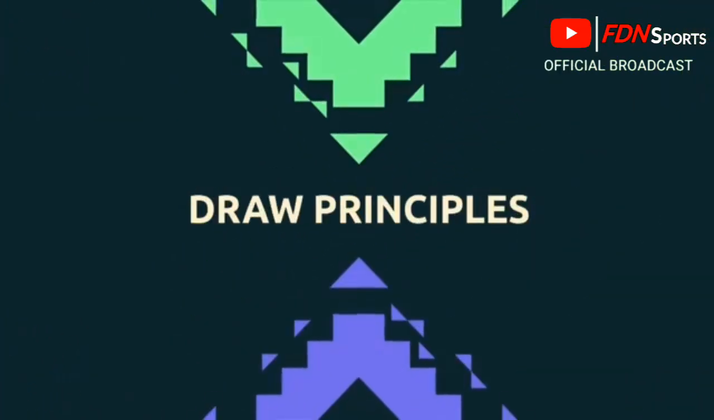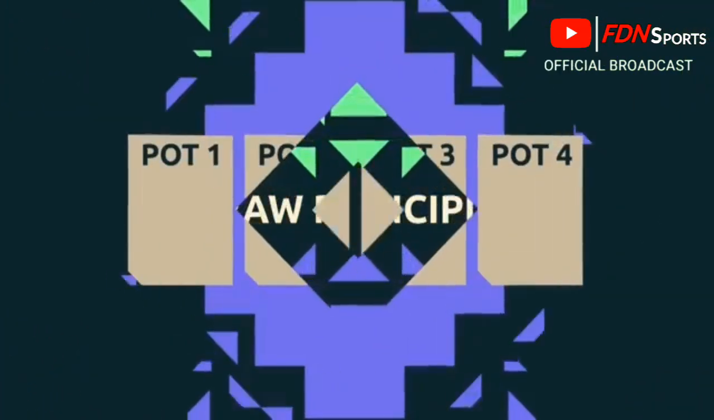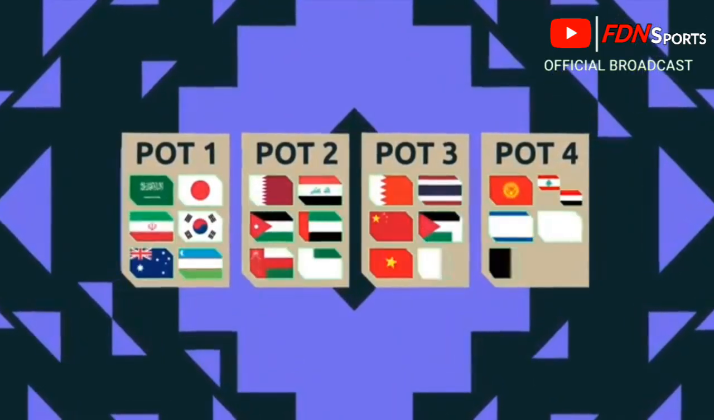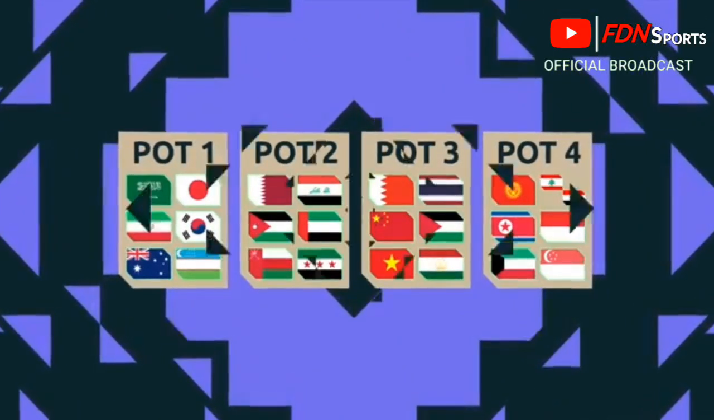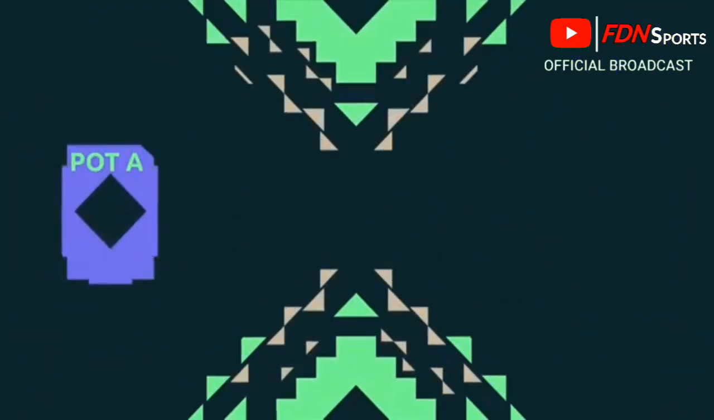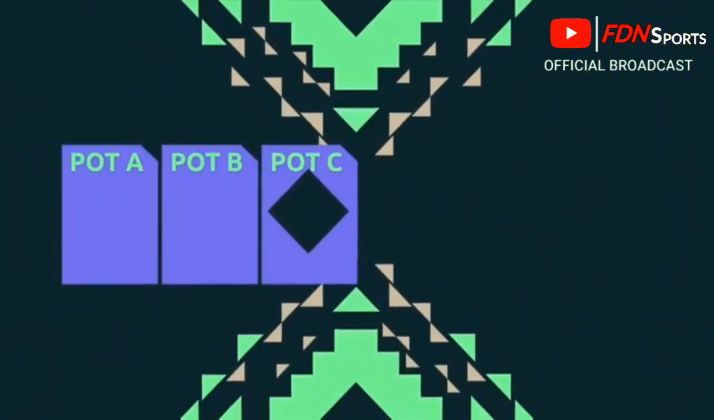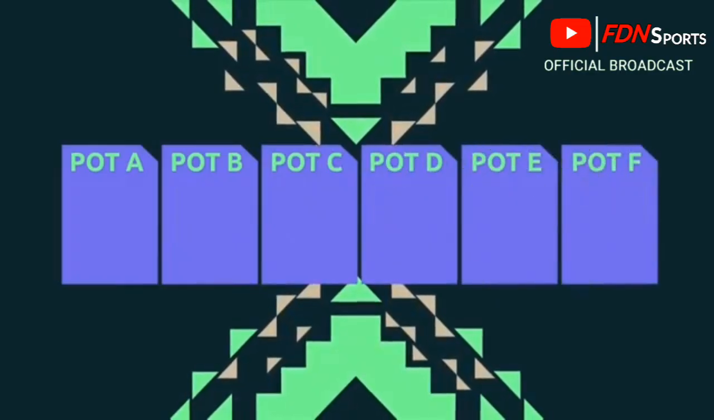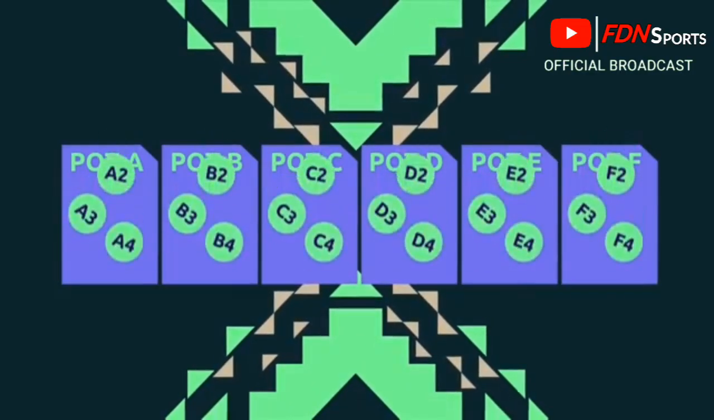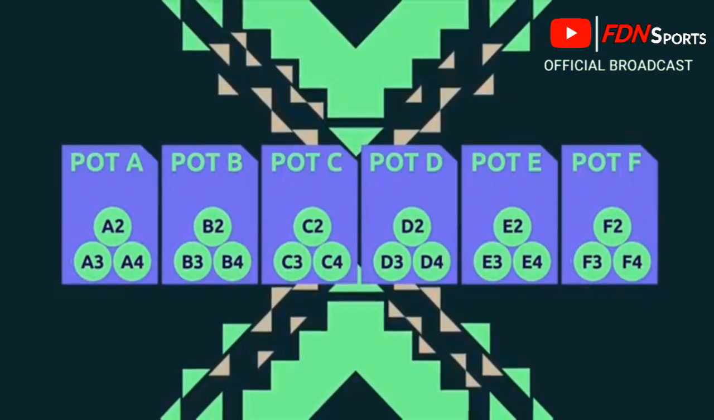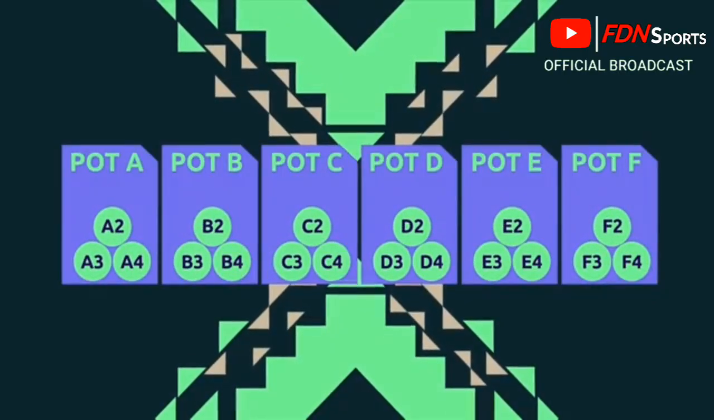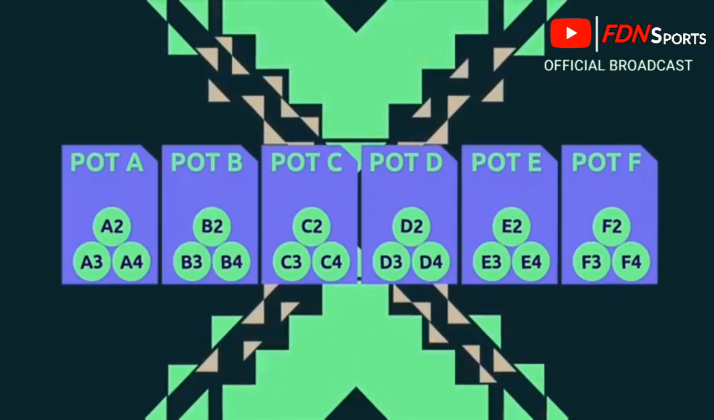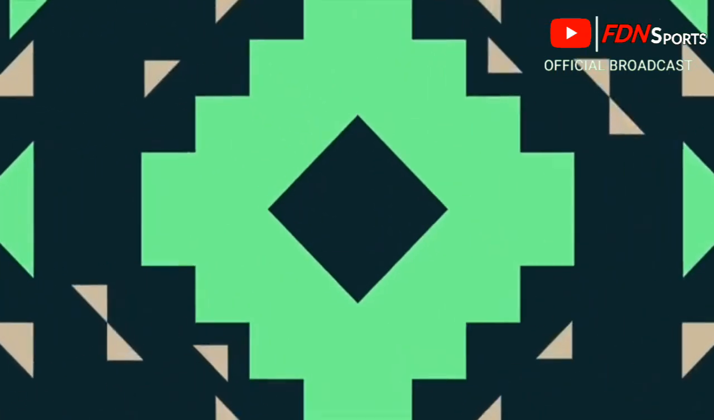Draw principles. The teams will be allocated into 4 pots based on the AFC Asian Cup Saudi Arabia 2027 seeding. The 6 pots representing the groups are labeled as pots A to F. In each position pot, there are 3 balls with the position numbers 2, 3, and 4 for each respective group, while the number 1 position in each group is reserved for the top-ranked teams from pot 1.